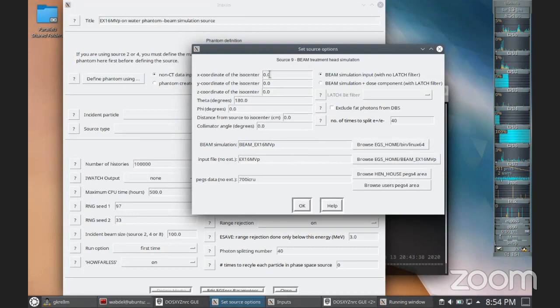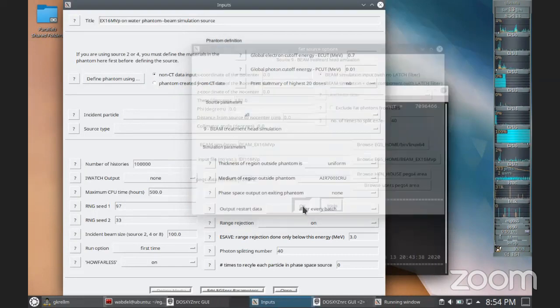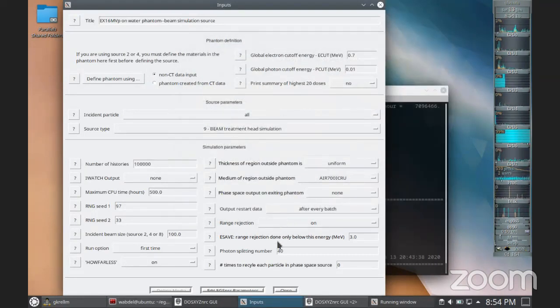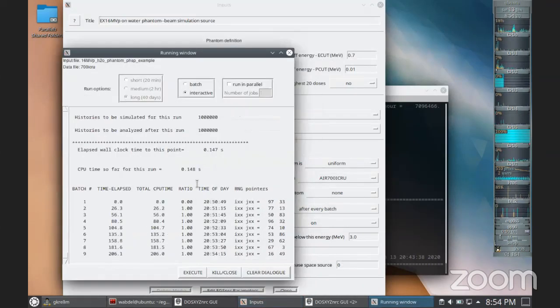Here is just the same thing, 000, that's the source. Everything on top here is similar to the phase space file. You see, it's very, very simple. Okay, let's see if that finished. Okay, it's almost there.